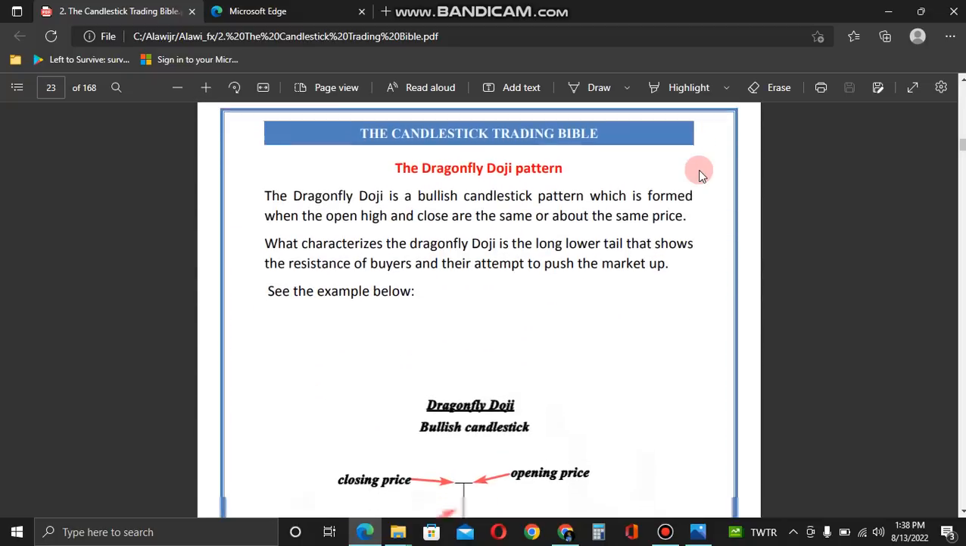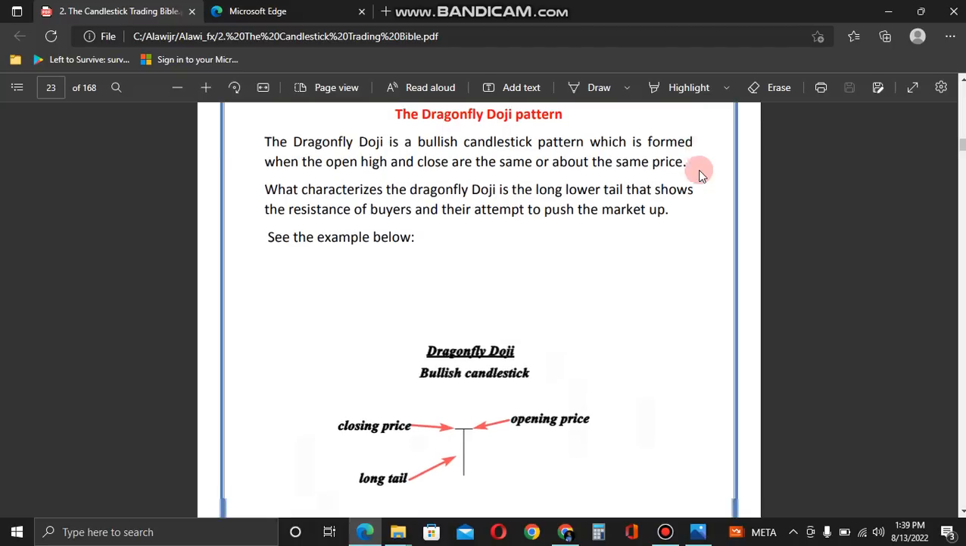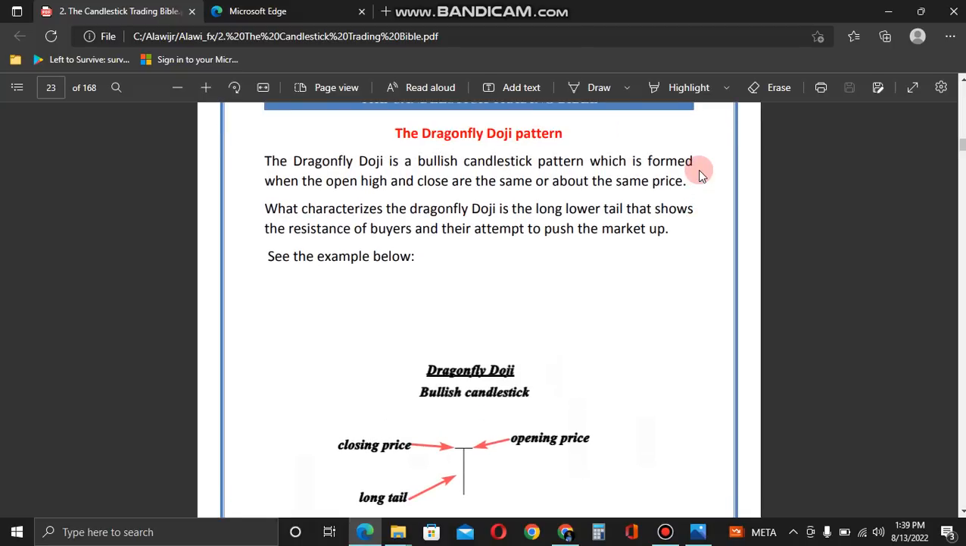Getting on to another chart is the dragonfly doji pattern. Quite different from the doji, but they are all doji. Hii ina tofauti kidogo tu na doji, lakini zote ni doji. So dragonfly doji is a bullish candlestick pattern which is formed when the open, high and the close are at the same price. The characteristic of a dragonfly doji is a long lower tail that shows the resistance of buyers as they attempt to push the market up. So kama unavyoona anasema hii ni ya bullish.